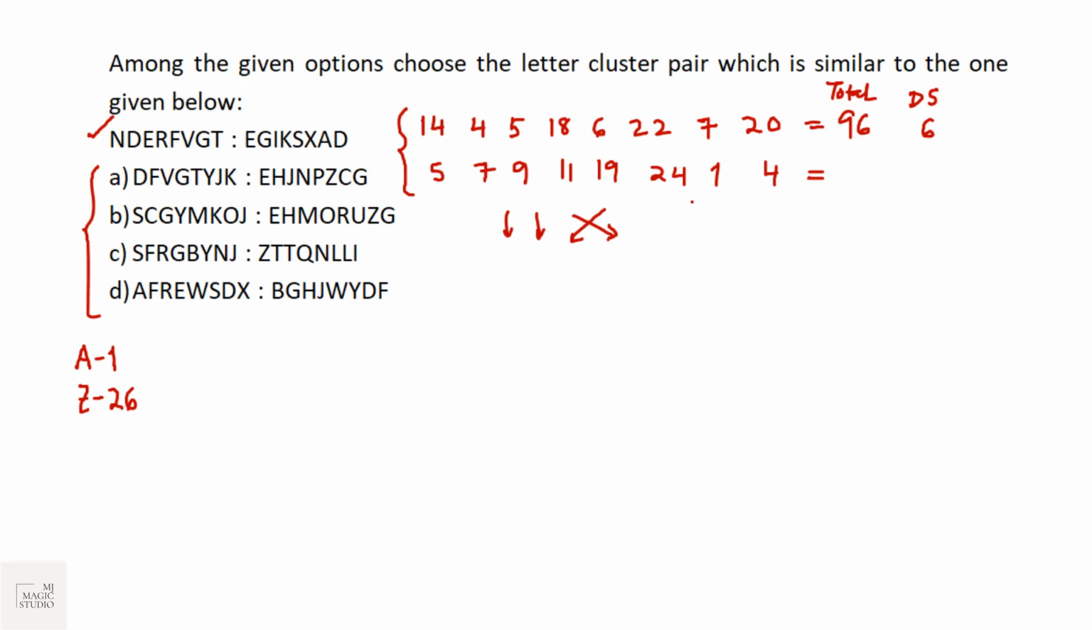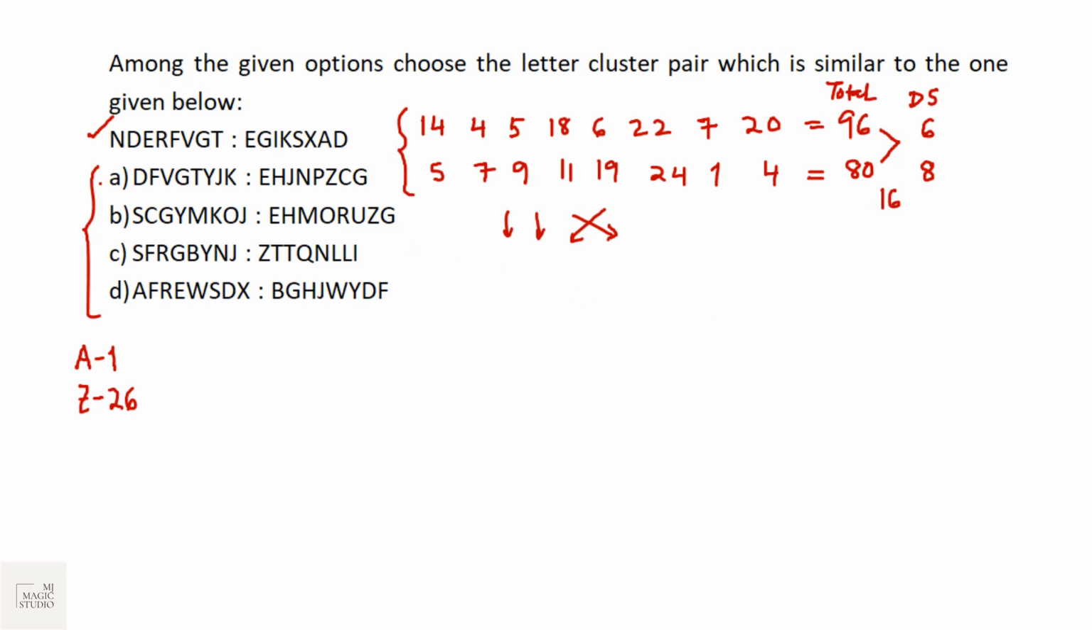For the second letter cluster, E G I K S X A D, the total sum we are getting is 80, and the digital sum is 8 plus 0, that is 8. Fine. Or we can also see that the difference between these two numbers is 16.